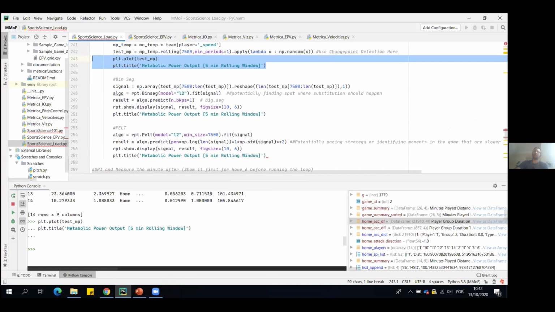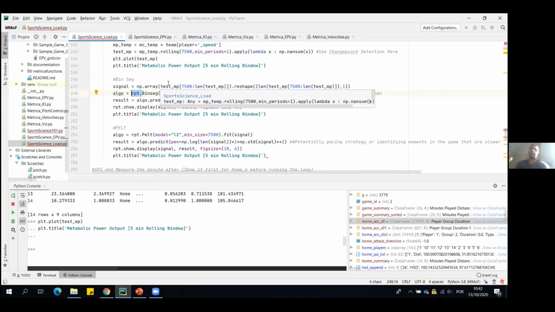And here we're going to use the ruptures package. I've imported it as RPT. I'm going to look at the 5 minutes after. I'm not going to look at the first 5 minutes, as I'm just getting the rolling window started. And I'm going to look at the 5 minutes up until the 90th minute for the results.